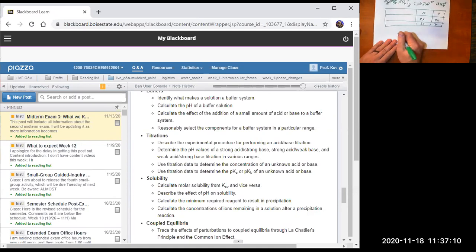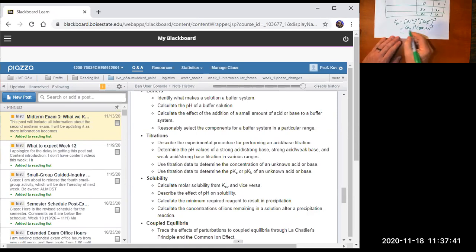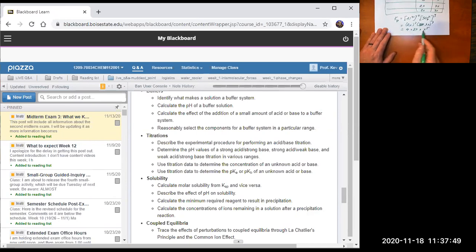And so our equilibrium constant, our KSP, is going to be the concentration of Al3+ squared times the concentration of SO4 2- cubed. If we put in these values, we have (2x) squared times (3x) cubed. So we end up with 4 times 27 times x to the 5th going on here.